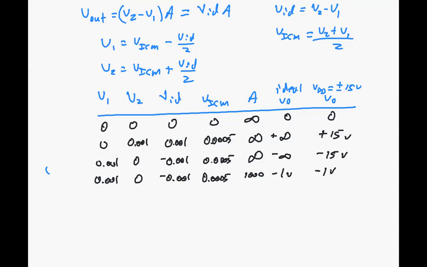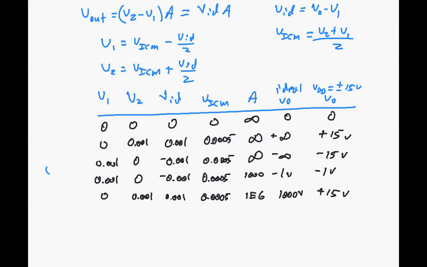If we had an input of 0 and 0.001, and we had VID then of 0.001, 1 millivolt, and VICM is, again, half a millivolt, and we have a gain of 1 e to the 6, our ideal output would be 1,000 volts, right? But actually we would get 15 volts output on a real op-amp because that's our limit given to us by those power supplies.